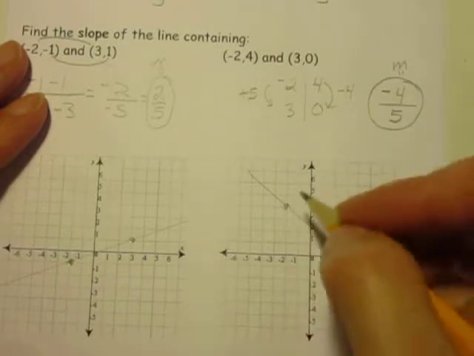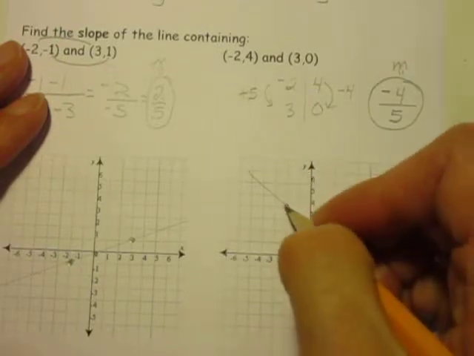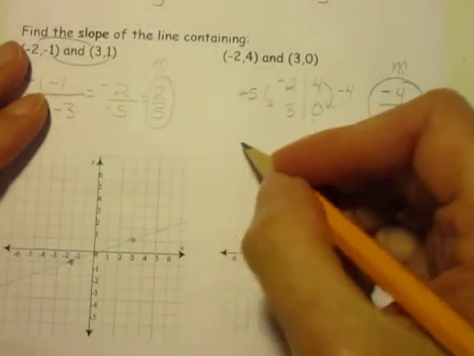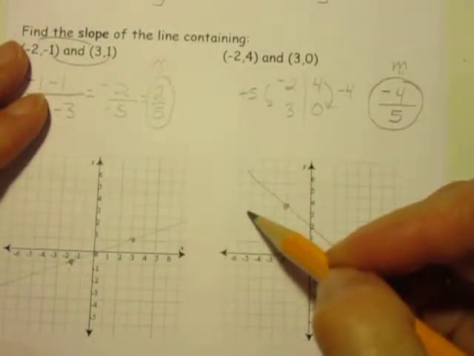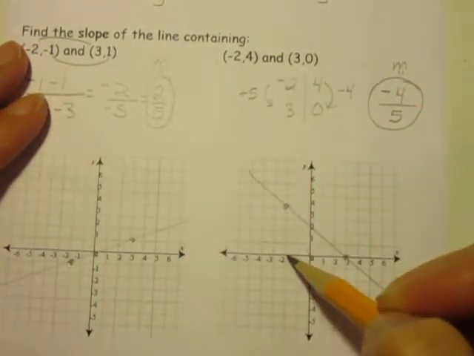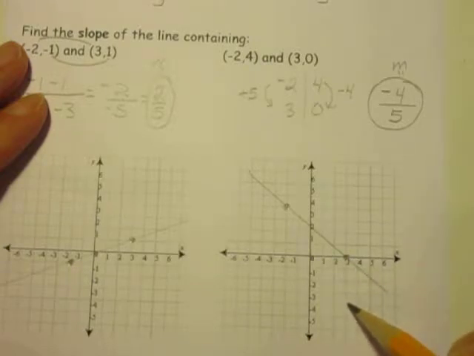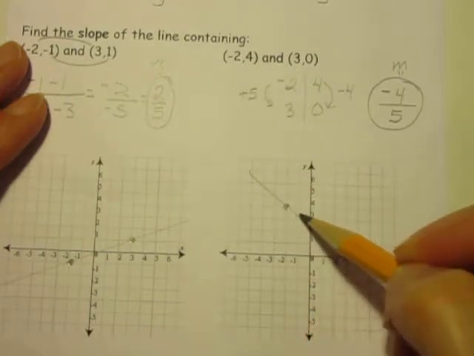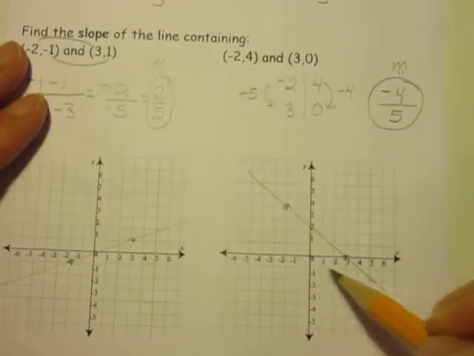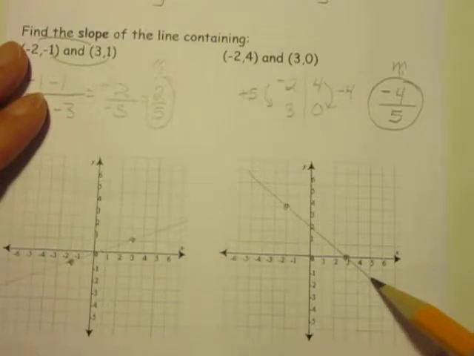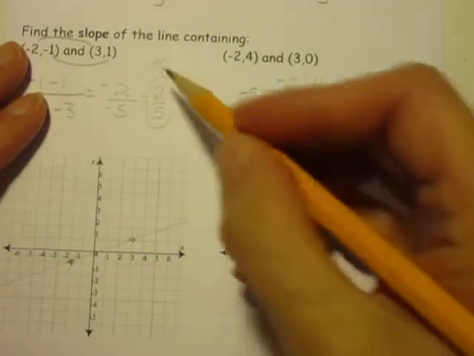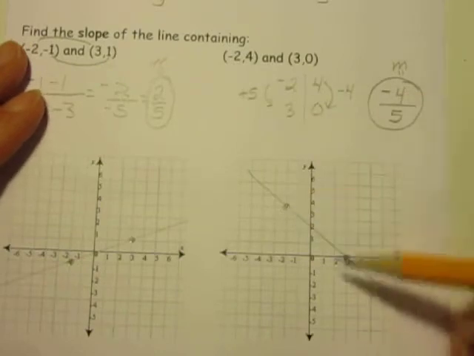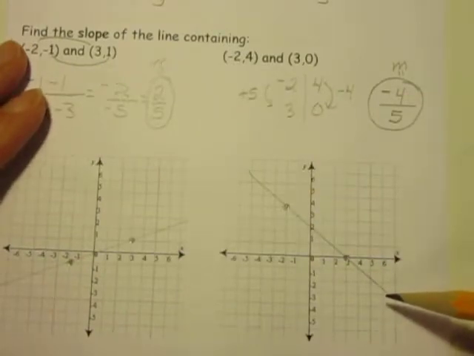And again, the same thing holds true. If I find a point over here, I would count down 4 and over 5, down 4 and over 5, down 4 and over 5. I would keep landing on that line. No matter where, I could pick a point anywhere. If I counted down 4 units and over 5, I would land on that line. So this is a constant rate of change from one point to another point, landing on the line.